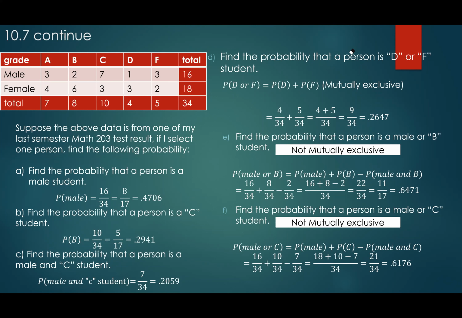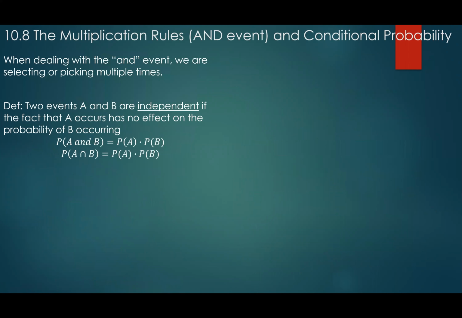Okay, ladies and gentlemen, I thought I could cover 10.8, but I'm running out of time, so we will stop here today. 10.8 is the last item you have, which is the multiplication rule and conditional probability. We will work on more problems next time.